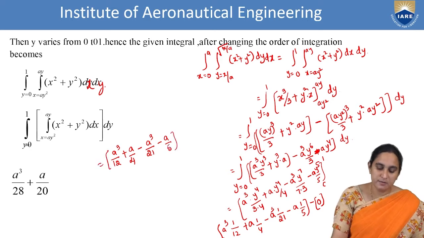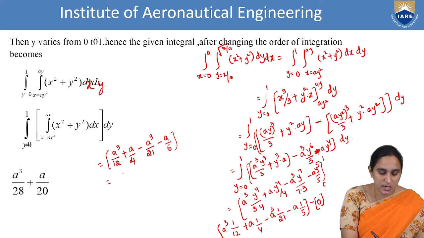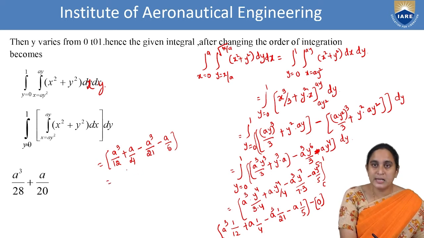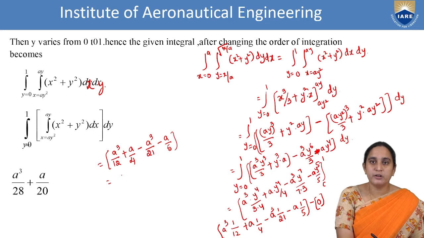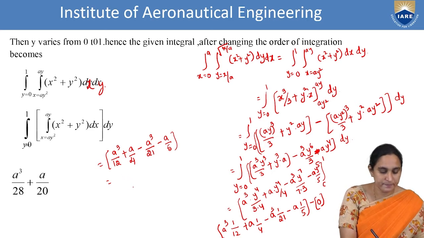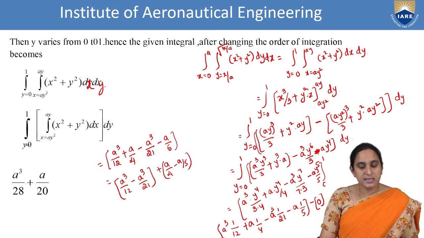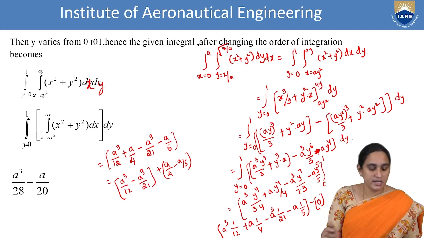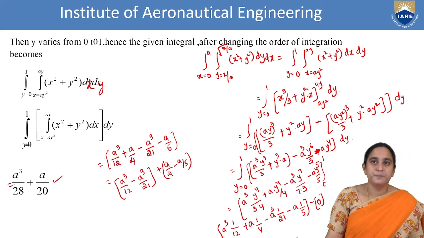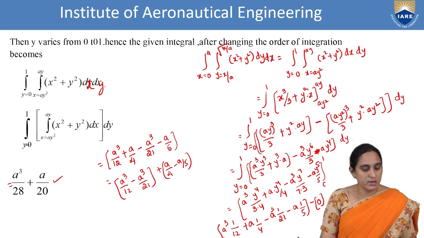After substituting the y limits like this, next step, I will take the LCM for 12 and 21. What is the LCM of 12 and 21? That gives a cube by 12 minus a cube by 21 plus a by 4 minus a by 5. After taking the LCM and simplifying this, we got the final answer as a cube by 28 plus a by 20.